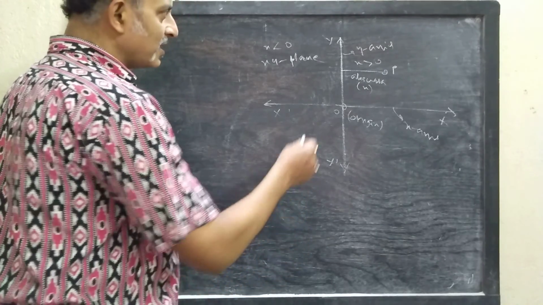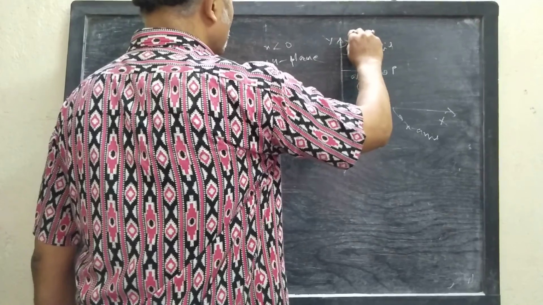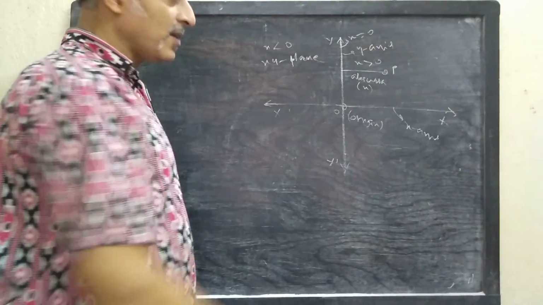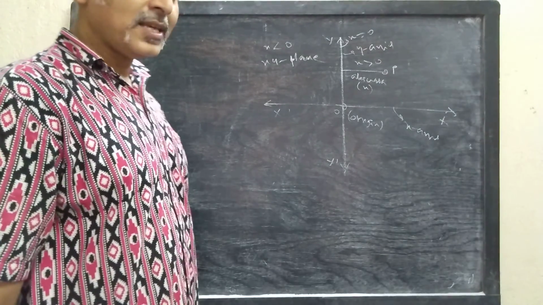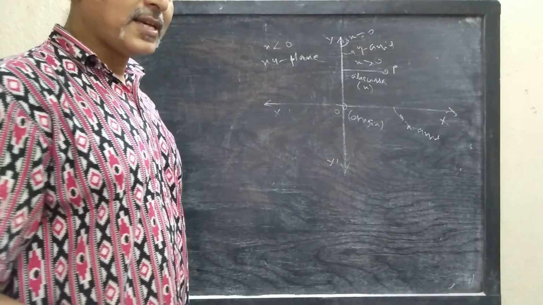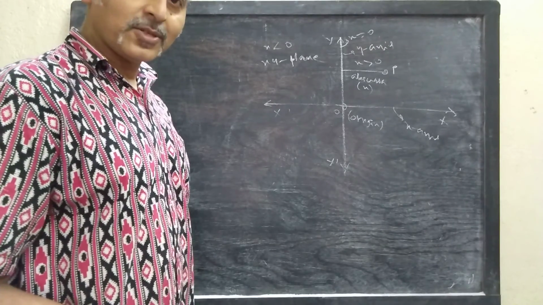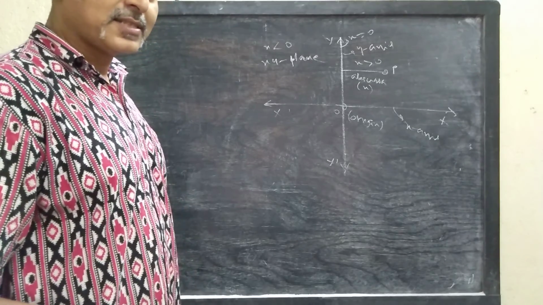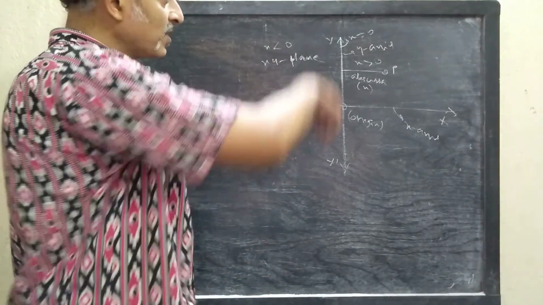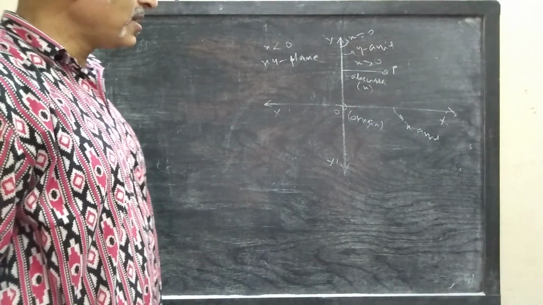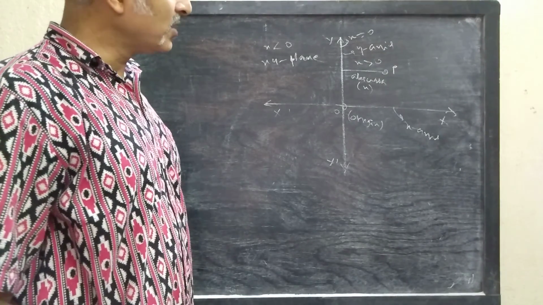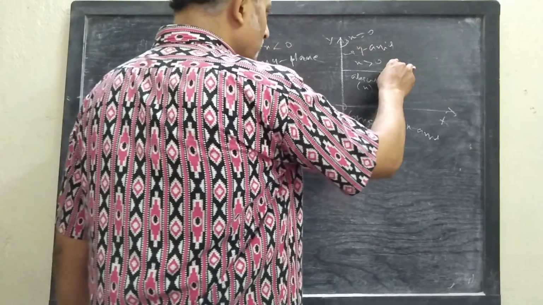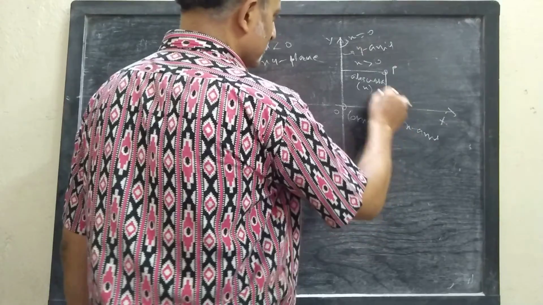So it is obvious that x equals 0 is the equation of the y-axis, because all the points lying on the y-axis have their abscissa 0. Why? Because all the points lying on the y-axis have distance 0 from the y-axis, and we have already defined that the distance of the point from the y-axis is the abscissa of the point. For this reason, the equation of the y-axis is x equals 0.